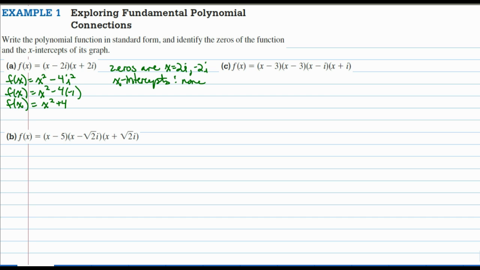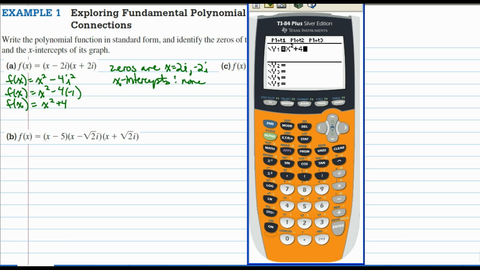Now you cannot check this function by typing into y1 x minus 2i times x plus 2i, because your calculator can't graph using imaginaries. What you can do, though, is check the function you got, x squared plus 4, and make sure it does what you analyzed algebraically that it should do. In this case, this function should not cross the x-axis at all because its only two intercepts are imaginaries. They're not real, so it won't cross through the real x-axis. So let's see if that works. Yeah, it does.